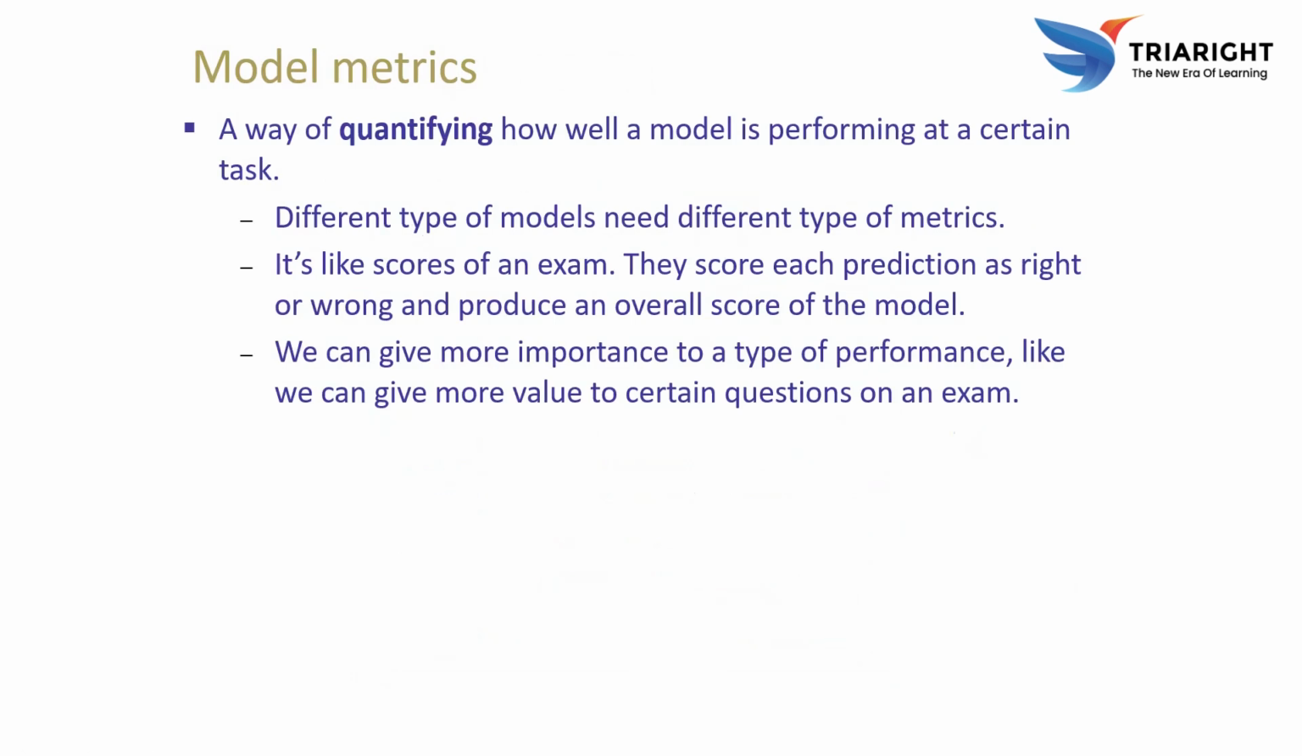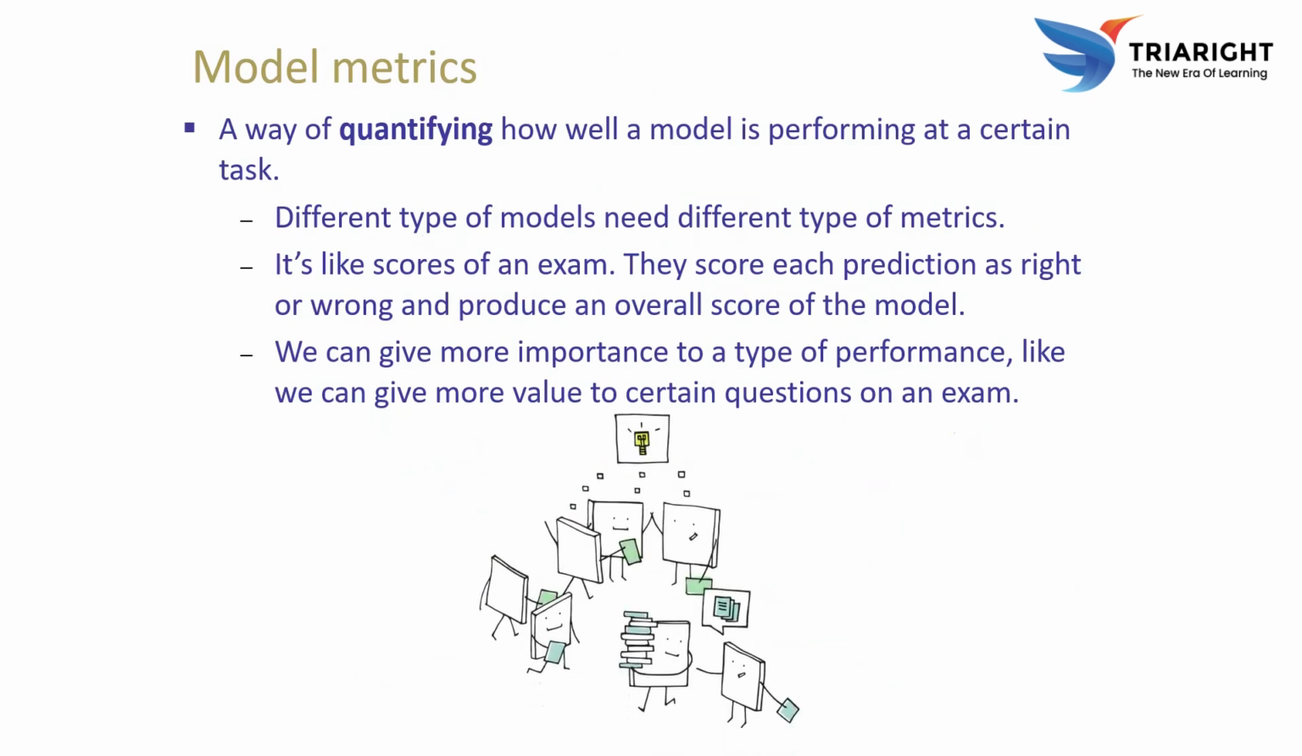Now we have model metrics. A model metric is a way of quantifying how well a model performs at a certain task. Different types of models need different types of metrics. It's like the score of an exam: each prediction is right or wrong, and together they produce the overall score of the model. We can give more importance to a type of performance, like giving more value to certain questions on the exam. A model metric is a numerical measurement that quantifies how well a machine learning model is performing on a specific task. It provides an objective way to compare different models, track progress during training, and determine whether the model is good enough for the application.